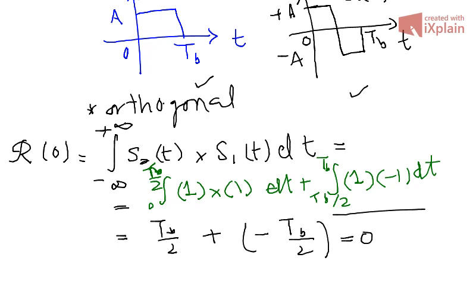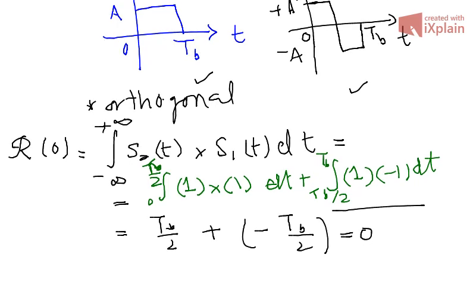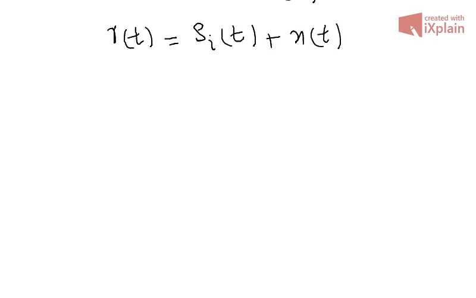receiving end, which is r of t, its expression is given by r of t is equal to s i of t plus n of t. So this is the expression for our received signal. And what is this i? i is either 0 or 1, right?